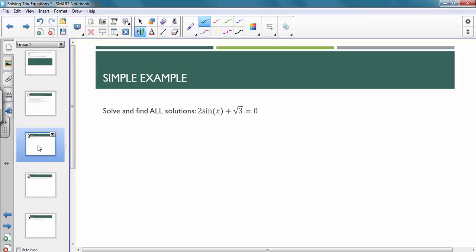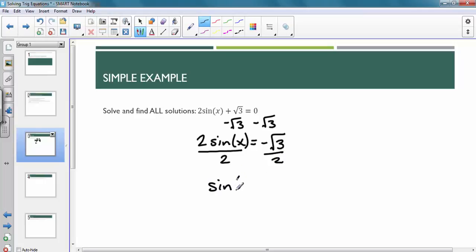So here's our first example. Solve and find all solutions to 2 sine of x plus square root of 3 equals 0. Again, the first thing I need to do is isolate that trig function. So I'm going to move this square root 3 to the other side and get 2 sine of x equals negative square root 3. Divide by 2, and I'm left with sine of x equals negative root 3 over 2.